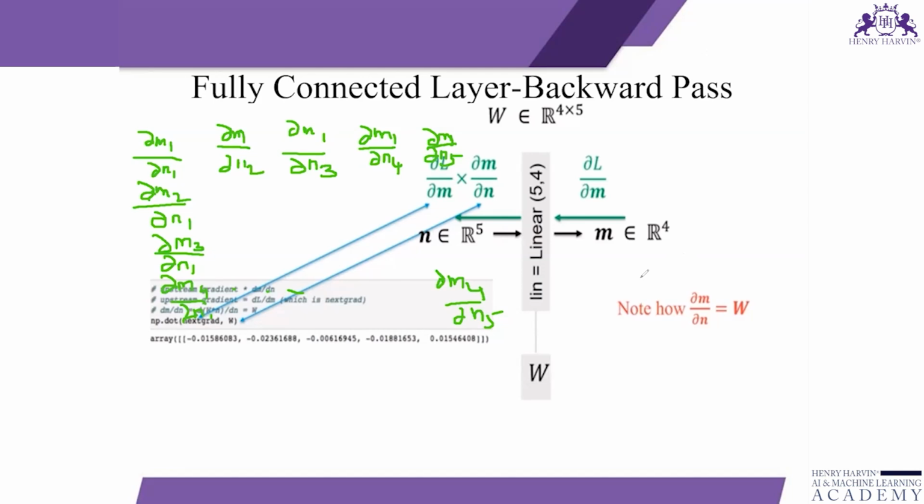But it also happens to be the weight, and I'm claiming that the Jacobian ∂m/∂n is equal to the weight. And this is why, when you want to propagate the gradient to the previous layer, all we have to do is multiply from the left. In our case, a row vector of size 1 cross 4, and W is of size 4 cross 5. And all we do is a vector matrix multiplication, right? You can look here, right?